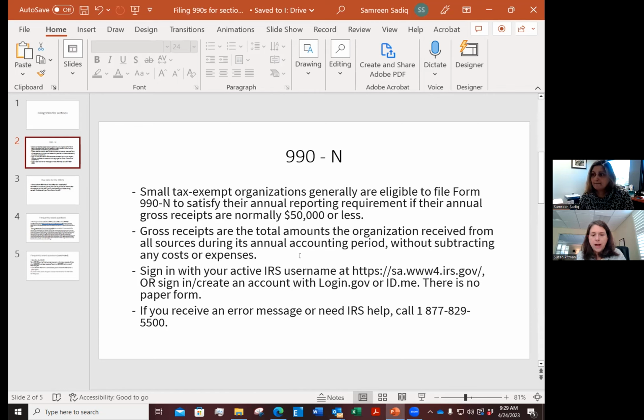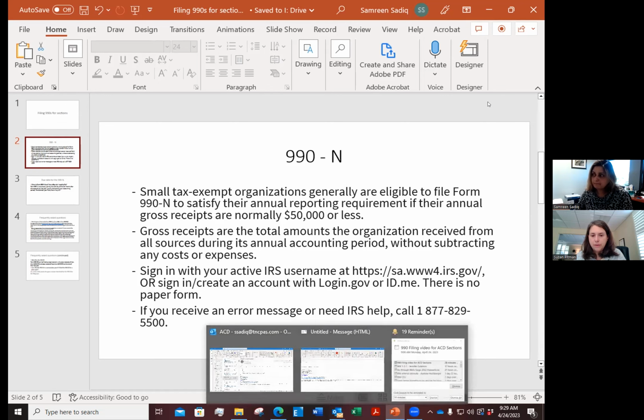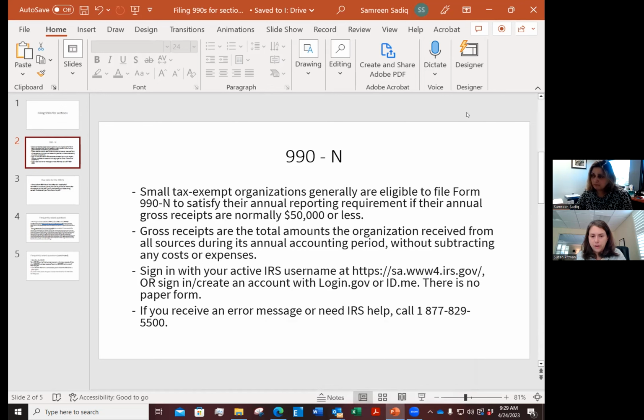So Samreen, if I have $25,000 in the bank and I get $30,000 in for the year, is it all the total or is it just what I got in that year? It's what you collected in that year. It doesn't matter what you have in the bank. It's what you collect in that particular year. Okay, so not my savings, but just what came in that one year. Correct. Great, thank you.